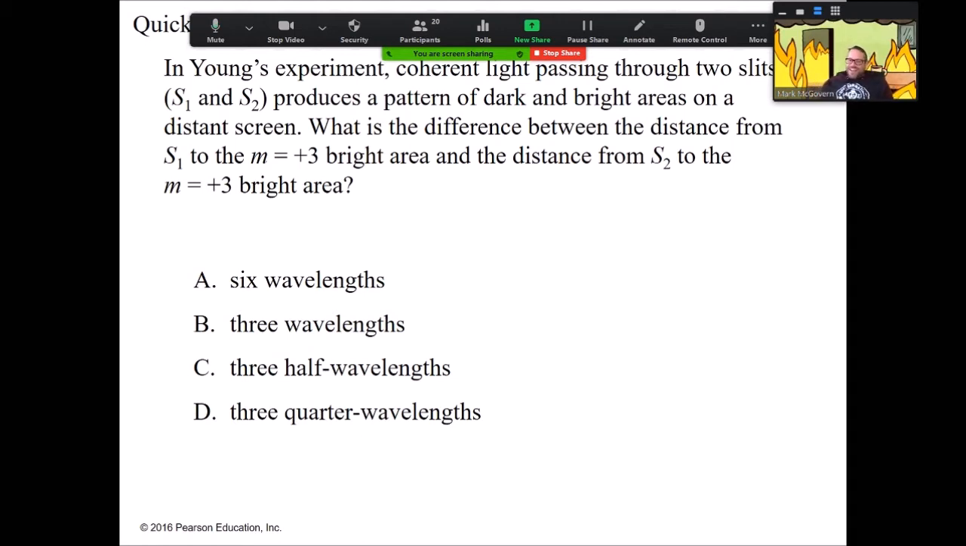All right, in Young's experiment, we have the double slit pattern here. What is the difference in distance between the +3 and, wait, what is the difference between the distance from the S1?